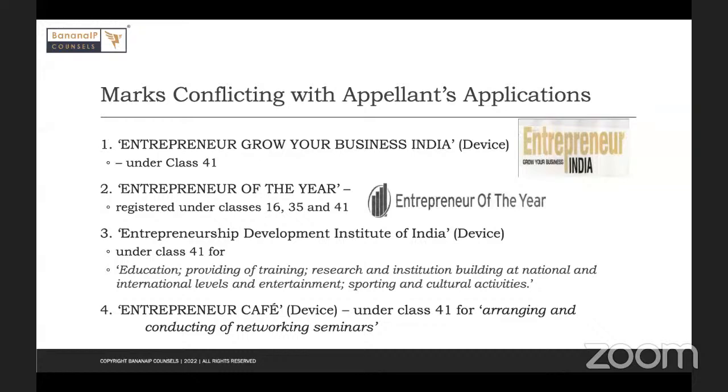For the third and fourth, the applicant for the mark Entrepreneur, that is the appellant in this case, argued that they had varying class descriptions and did not conflict with the applicant's mark in the first place, and that there was no likelihood of confusion for both of these marks.